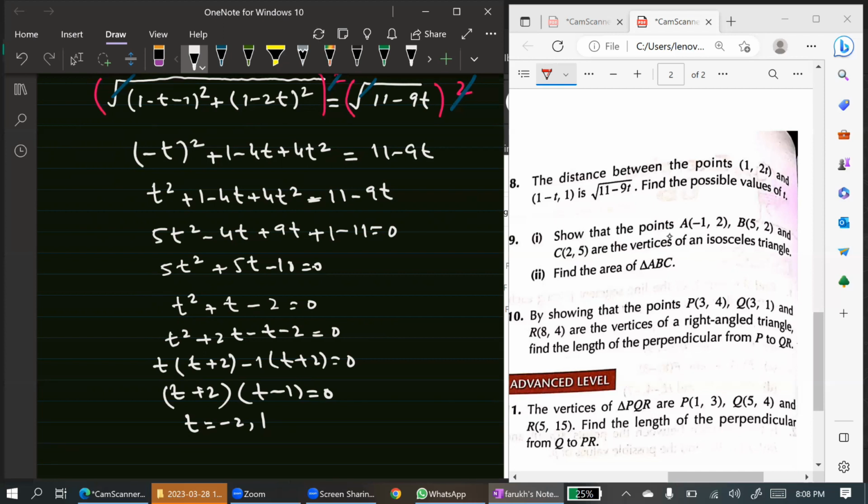Is there any confusion? No. Okay. These are the difficult questions about the distance formula. If you practice this exercise, you can attempt any question regarding the distance formula.